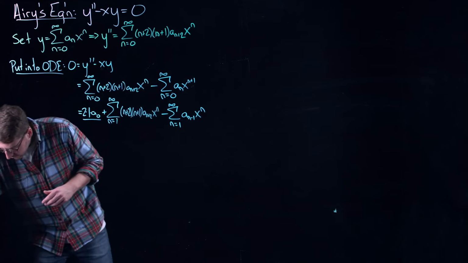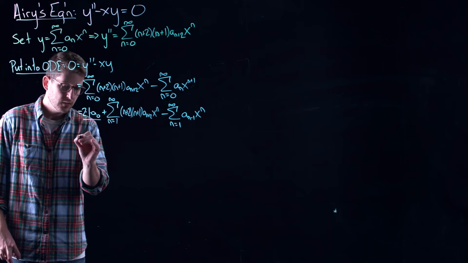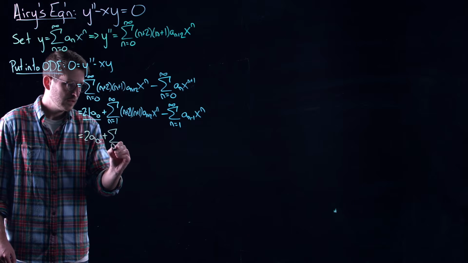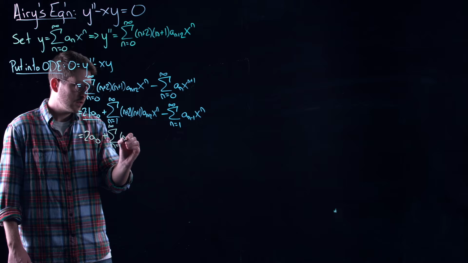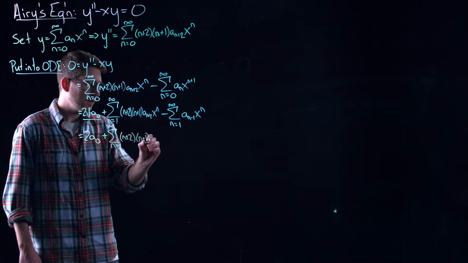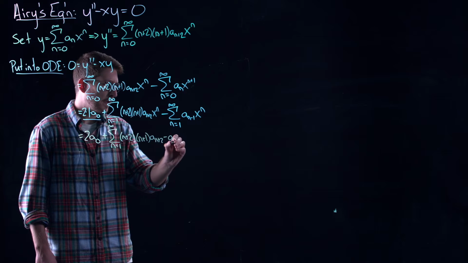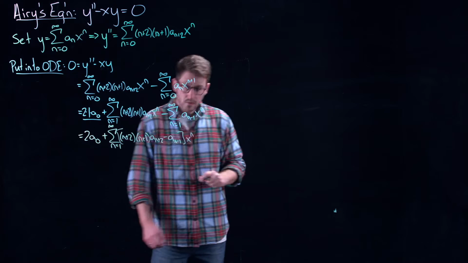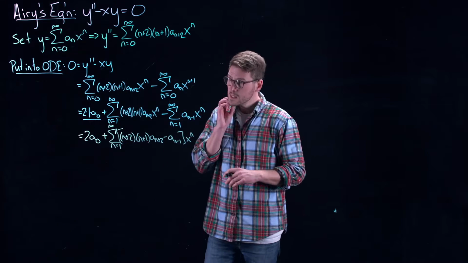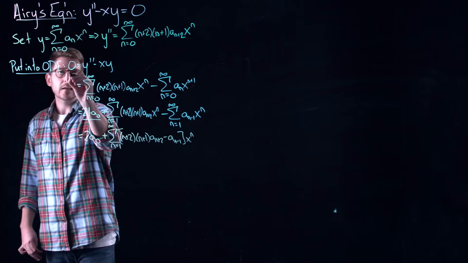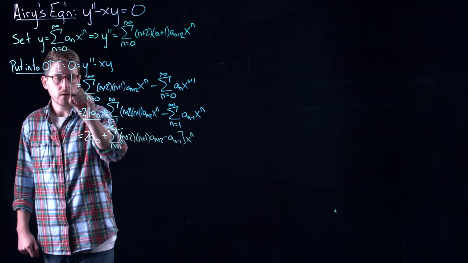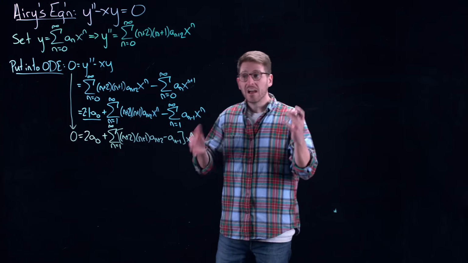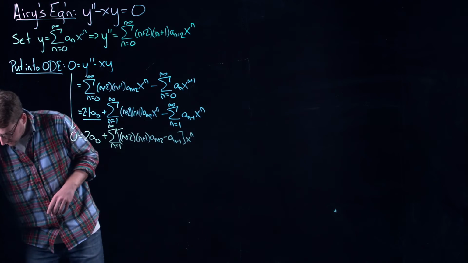Now this is a saving grace for me because this gives me 2a_2. And now I can put both of these series together. n equal to 1 to infinity, (n+2)(n+1) a_(n+2) minus a_(n-1), all times x to the power of n. Well, in this case, what I can do is, again, it's set equal to 0. So let's put the 0 here as well, just so that we can all see it. Now, what we know is that if you have a power series equal to 0, it means every single coefficient has to be 0 as well.